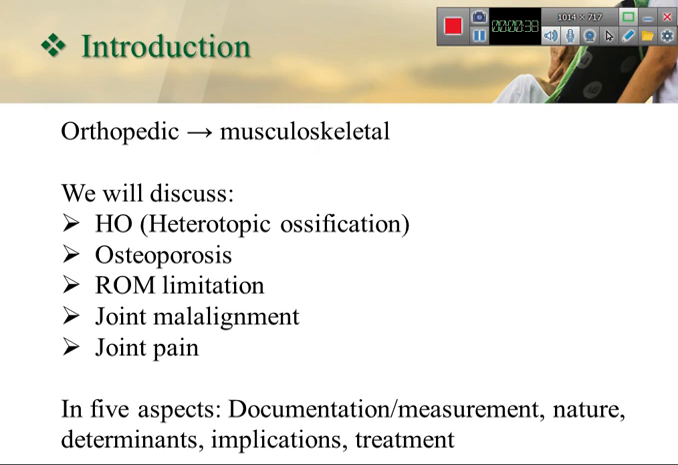We talk about heterotopic ossification, osteoporosis, ROM limitation, joint malalignment, and joint pain. We talk about these problems in 5 aspects. We talk about documentation and measurements, their nature, the determinants, implications, and in the last topic, we talk about treatments.